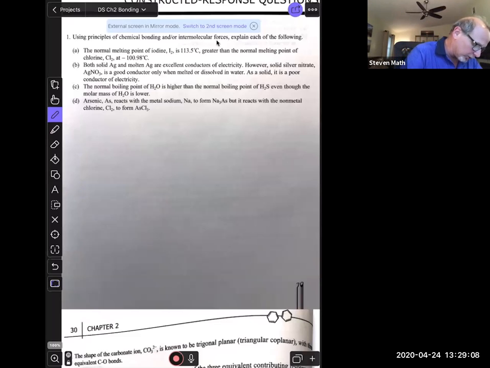So as we take a look at question 1, it says, use principles of chemical bonding and/or IMFs to explain each of the following: that iodine has a melting point of 113. Iodine is a solid at room temperature. The melting point of chlorine is negative 100. It's a gas at room temperature. So why would that be?